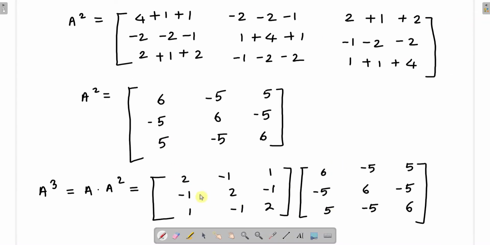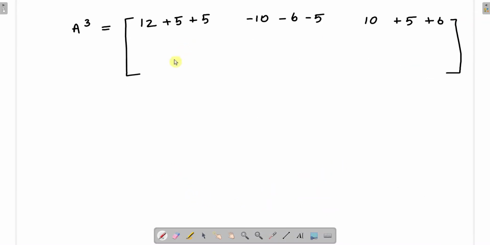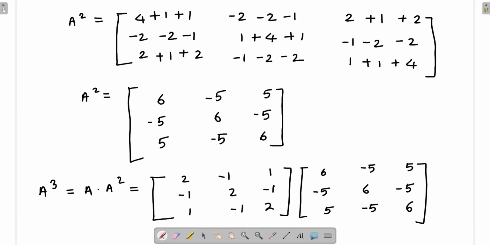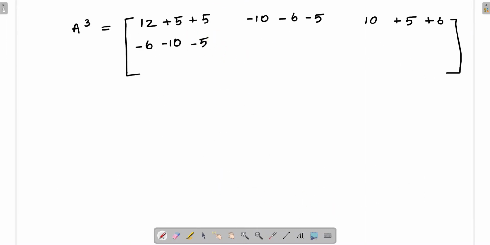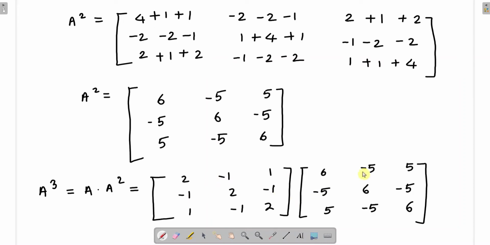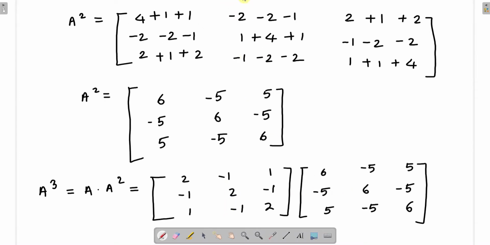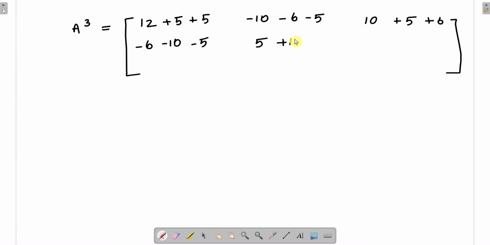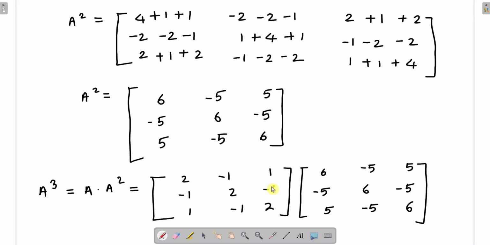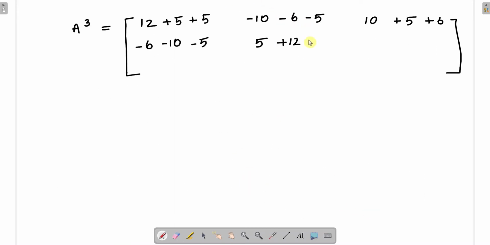Second row first column: minus 1 times 6 will be minus 6, 2 times minus 5 will be minus 10, minus 1 times 5 will be minus 5. Second row second column: minus 1 times minus 5 will be 5, 2 times 6 will be plus 12, and minus 1 times minus 5 will be plus 5.